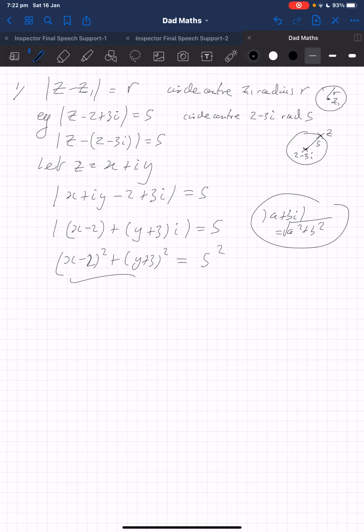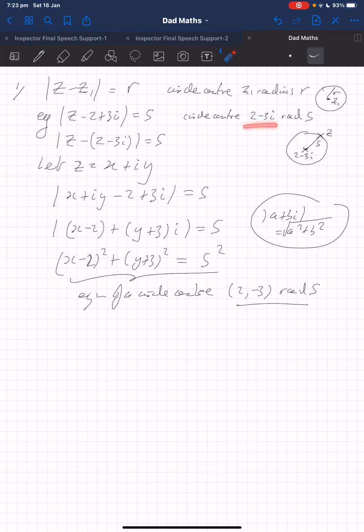And of course, this you should recognize is the equation of a circle, center 2, minus 3, radius 5. And you can see that that corresponds with the information here, coordinates 2 minus 3i with 2, minus 3, and radius 5 with the radius 5.